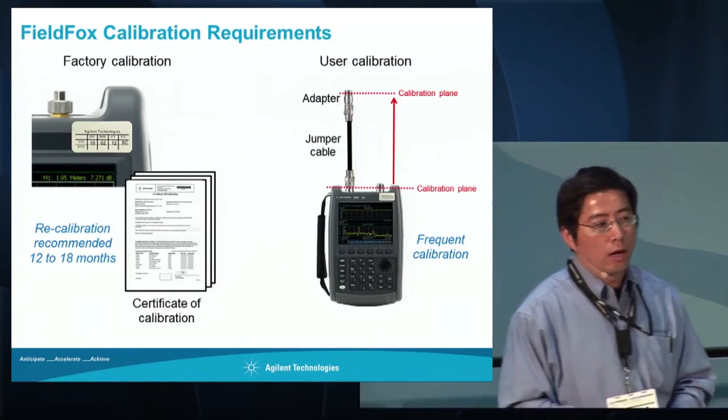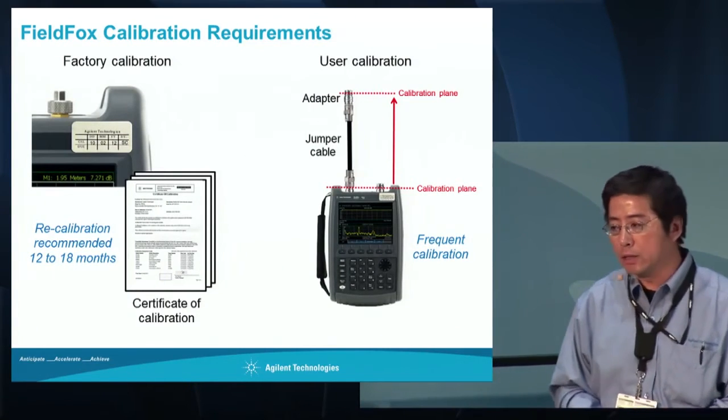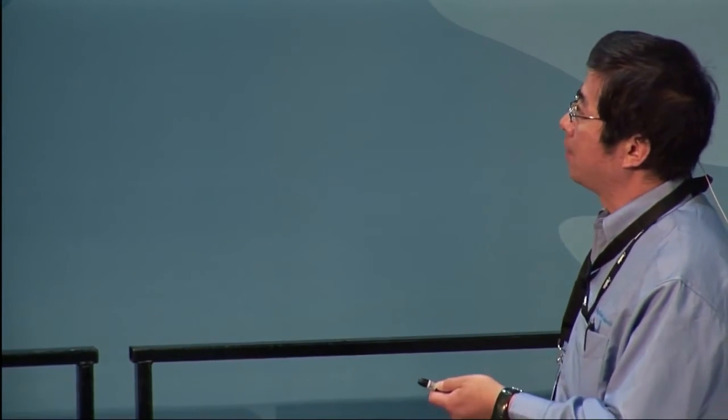Okay, so we look at the measurement. We look at distance to fault. We can look at return loss, make antenna measurement. One of the key things is calibration. And there are two types of calibration. One we call factory cal. That's the instrument has to be calibrated every year. That's not the calibration we're talking about here. We talk about measurement calibration.